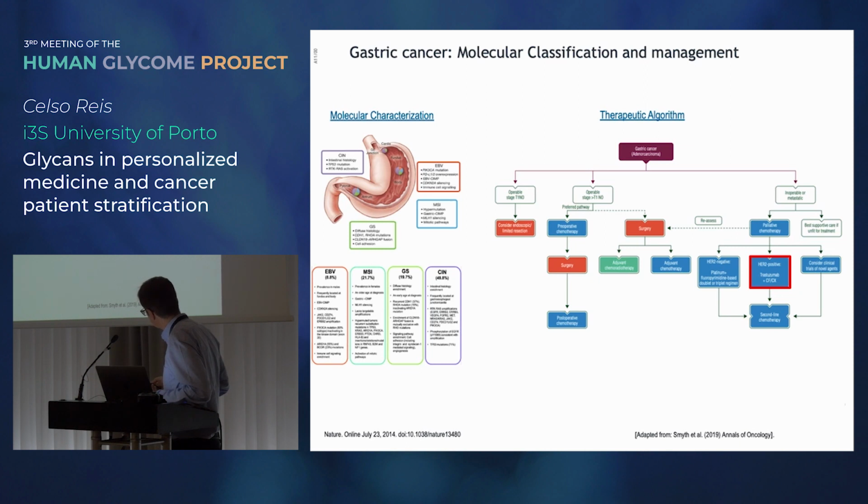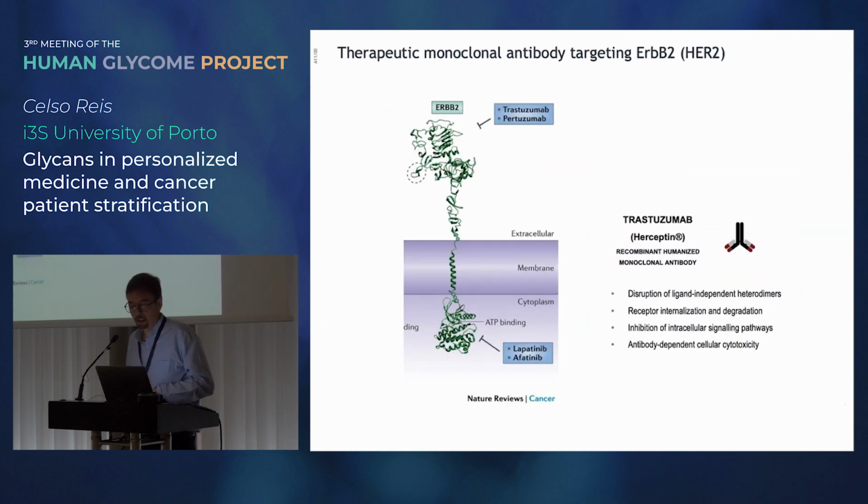And in fact, in the case of gastric cancer, there is one targeted therapy approved, a single one, targeting the HER2 or ERBB2 protein, which is expressed in a subgroup of patients. So these patients can be treated with an antibody targeting that protein, namely trastuzumab, the famous trastuzumab.